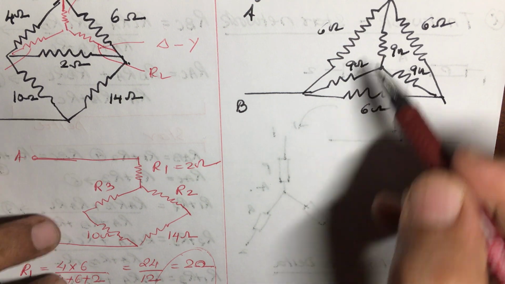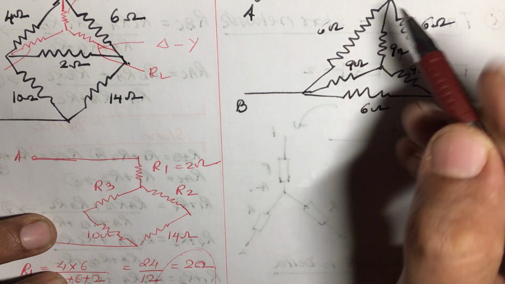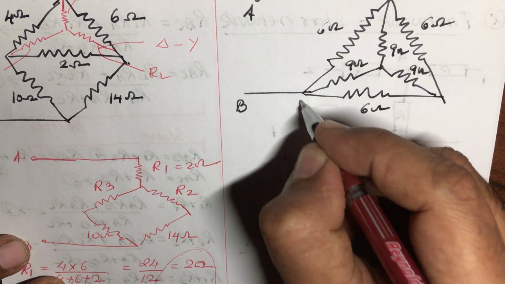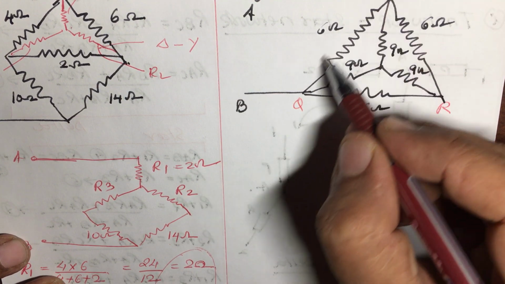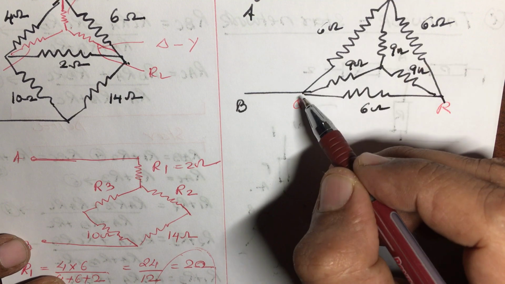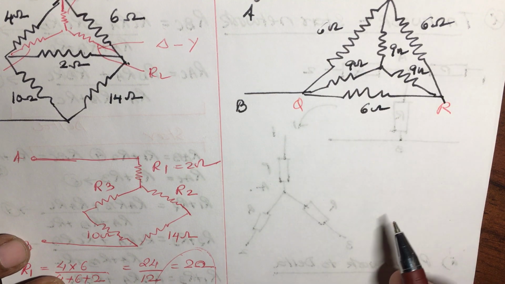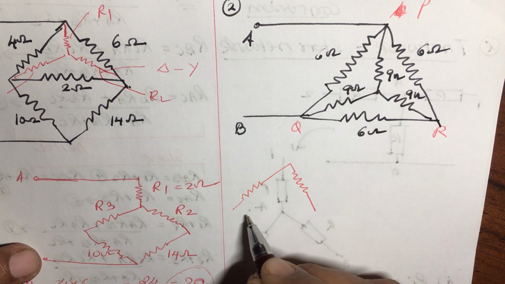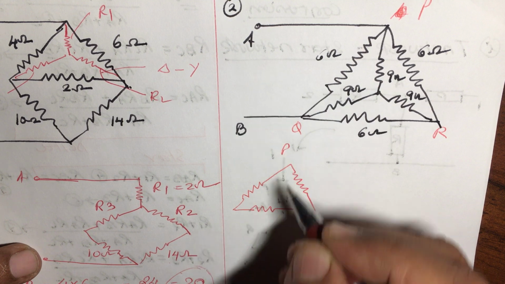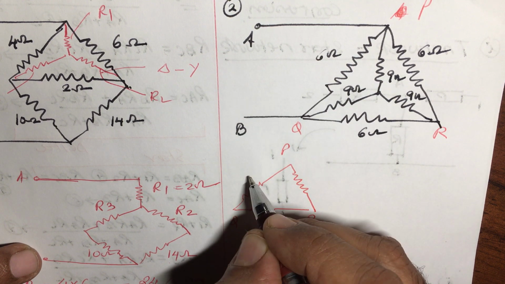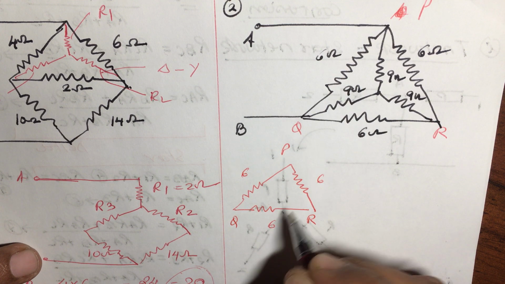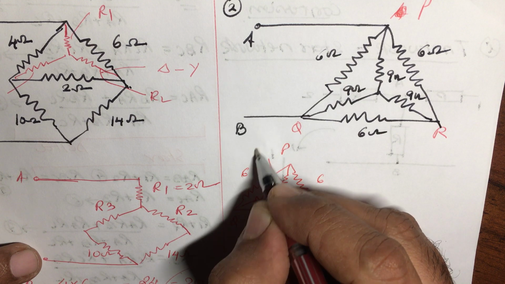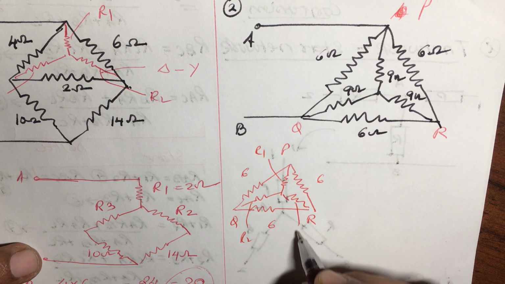So what do we do is the external, let us mark this point as A. We already have a A. This is P, Q and R. The external delta network of P, Q, R of 6, 6 and 6, we want to convert that to star. So let us see how that helps us. So here we have P, we have Q, we have R, we have 6, 6, 6. We want to convert that to this. This is R1, this is R2, this is R3.